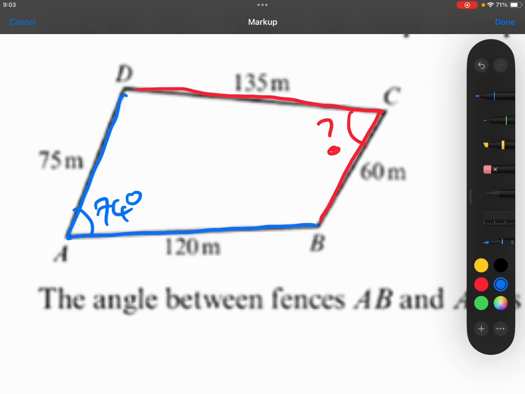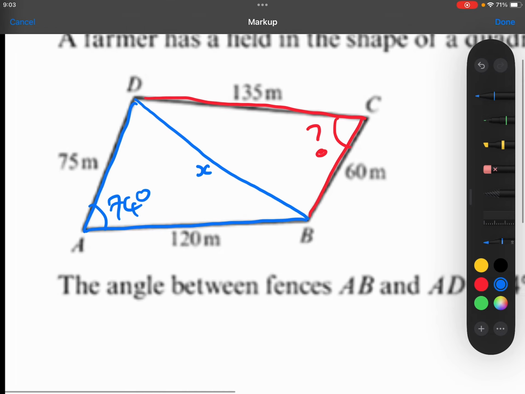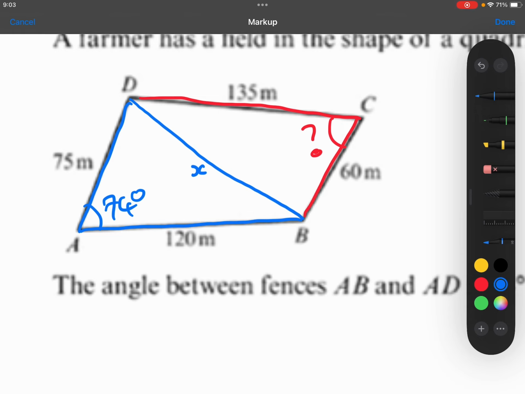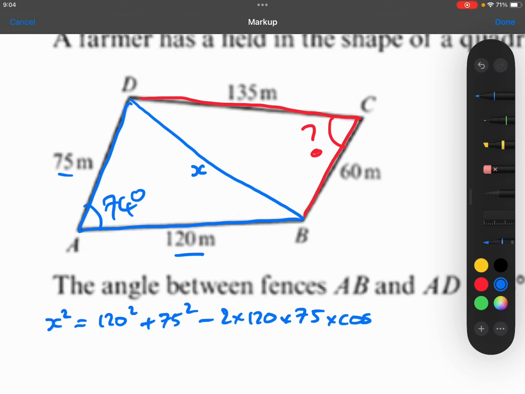To help me do this, I'm going to draw on the line BD, because I can work out how long that is using the cosine rule in this blue triangle. I can say that x squared is equal to 120 squared plus 75 squared minus 2 times 120 times 75 times cos of the angle between them, which is 74.